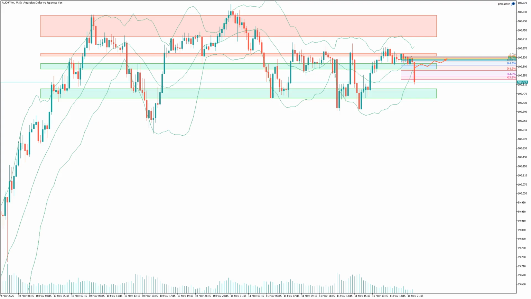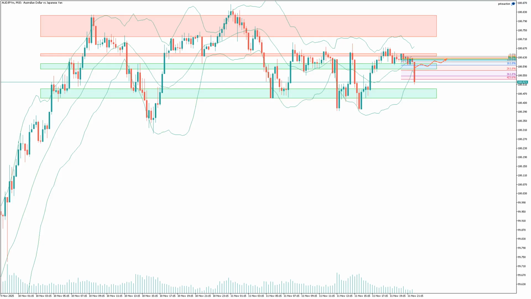The lower boundary of this resistance is at 100.721, which has served as a ceiling where sellers have actively entered the market, pushing the price back down. The presence of several candles with significant upper wicks, particularly the sharp declines from the highs within this range, clearly demonstrates a zone of supply.